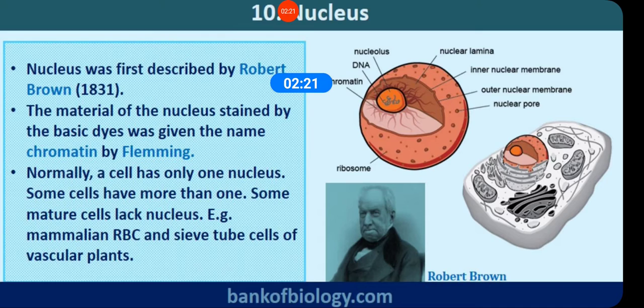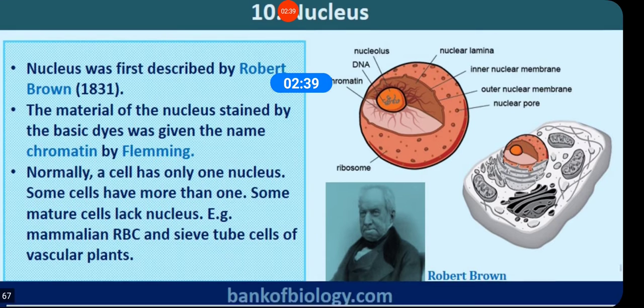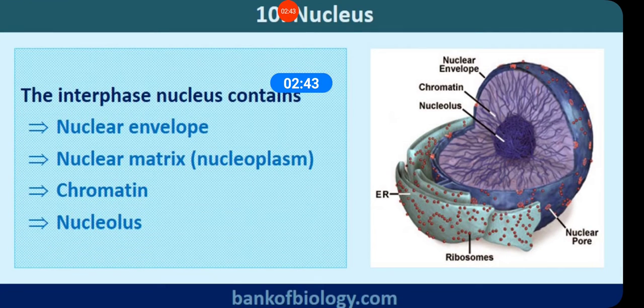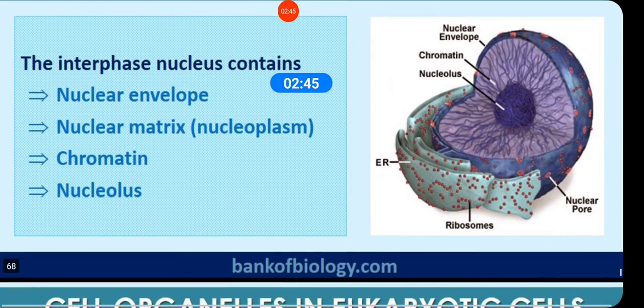You can see the labeling. It has a nuclear membrane, nuclear pore when the cell is not in a dividing stage, that is in the interphase stage. It has a chromatin network. Chromatin networks are made up of DNA. It has a spherical dot-like structure, which is called the nucleolus. Now you can see what I have told you just now.